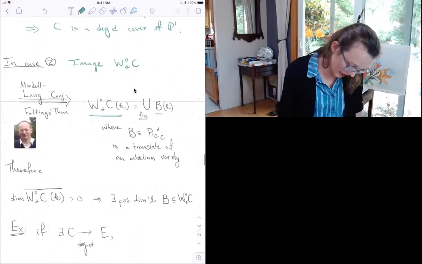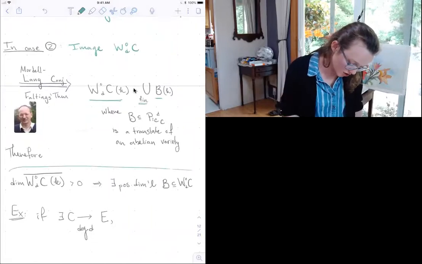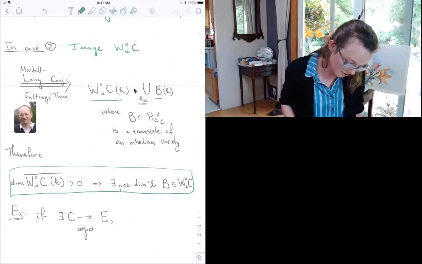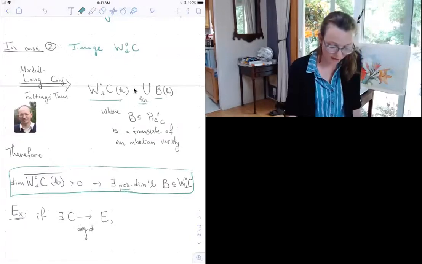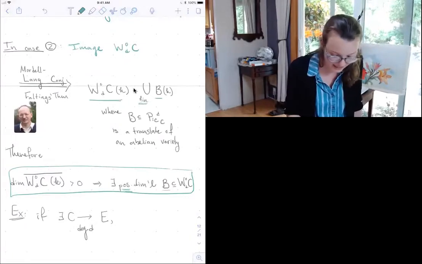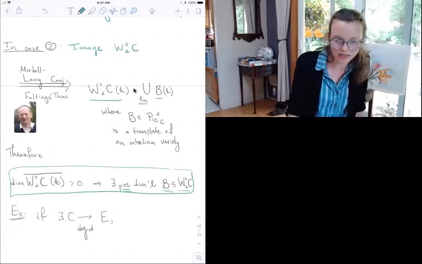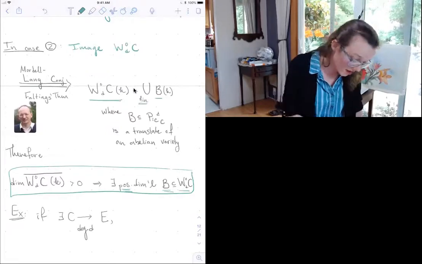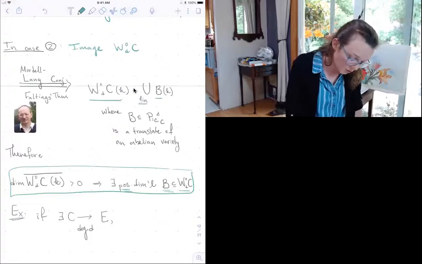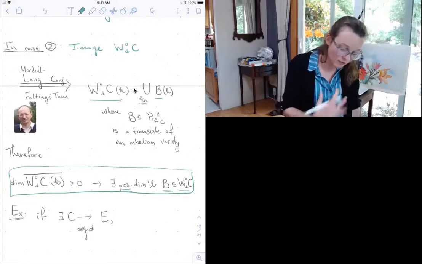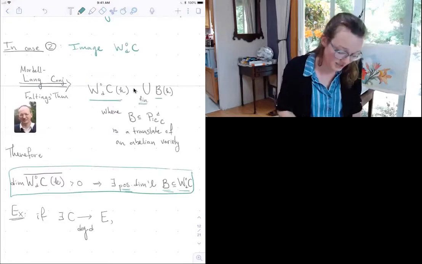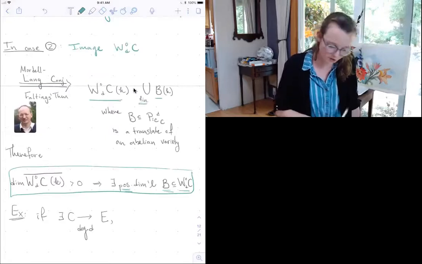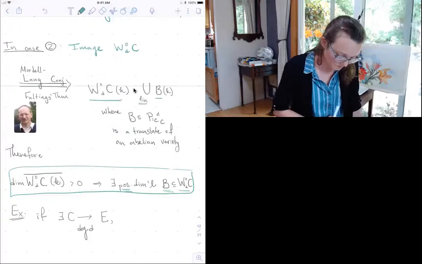So if the dimension of the Zariski closure is strictly greater than 0, then there must exist some positive dimensional abelian translate B that's contained in W^0_d of the curve. So we took this a priori quite hard question about rational points, and now we've reduced it to a geometric question about existence or non-existence of abelian translates inside of W^0_d of the curve.